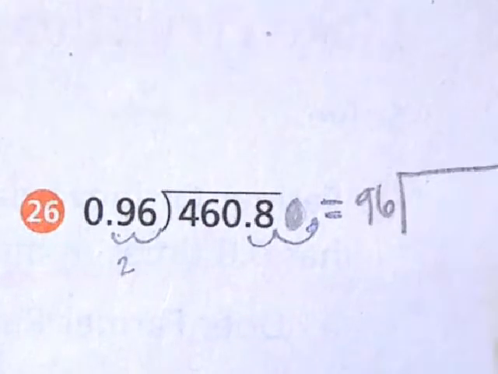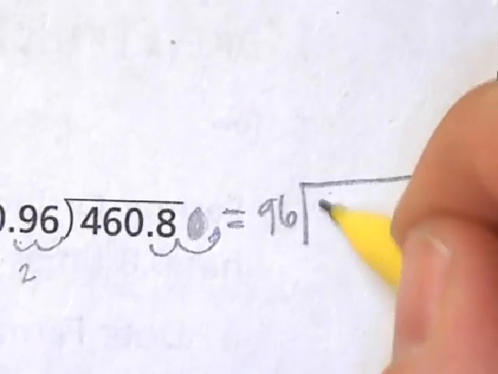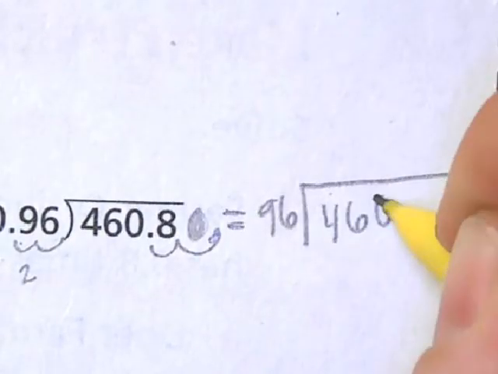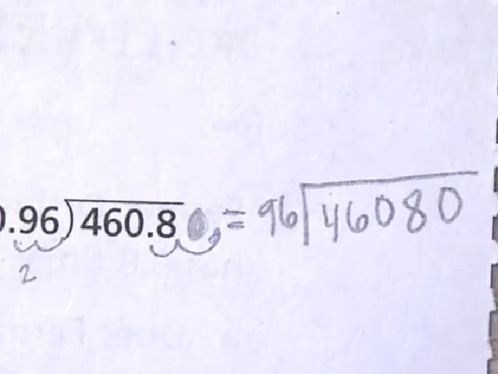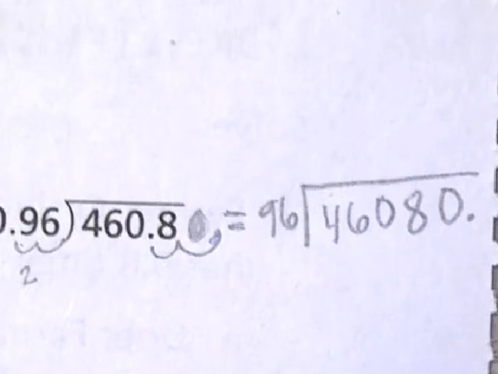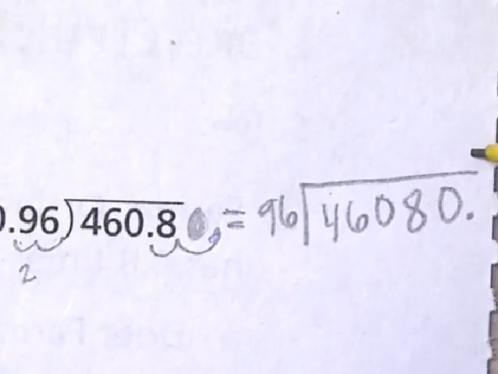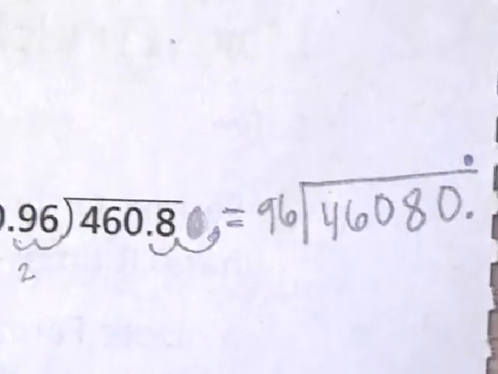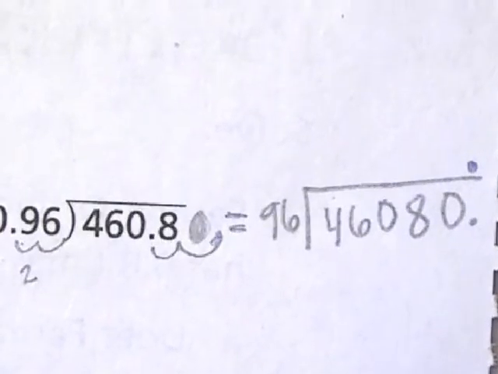So I'm going to rewrite this as 96 is the divisor, and the dividend is 46,080. The decimal would be at the end of that. If you want, you could put the decimal straight up into your answer, just in case we need it.